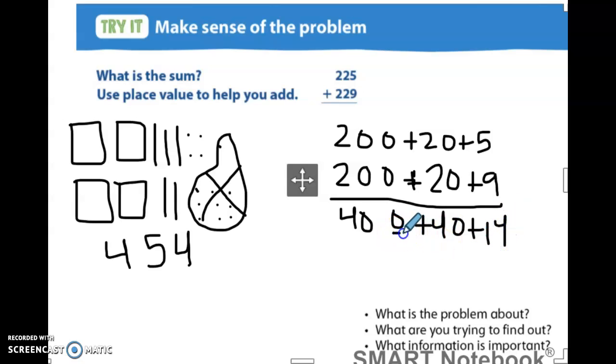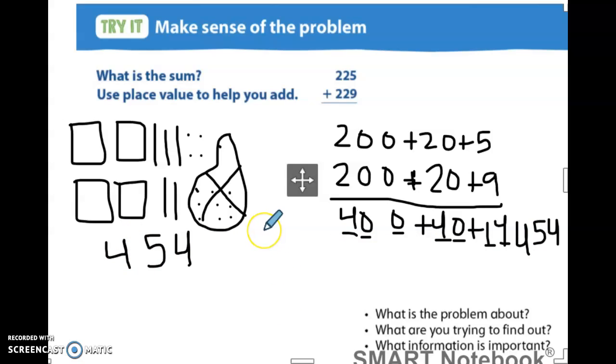Then you would look at your ones. I have 0 1s, 0 1s, and 4 1s. So I'd write down those 4 1s. And 0 10s, 4 10s, and 1 10 is 5 10s. And then the only hundreds I have is this 4. So you would have got 454 again.